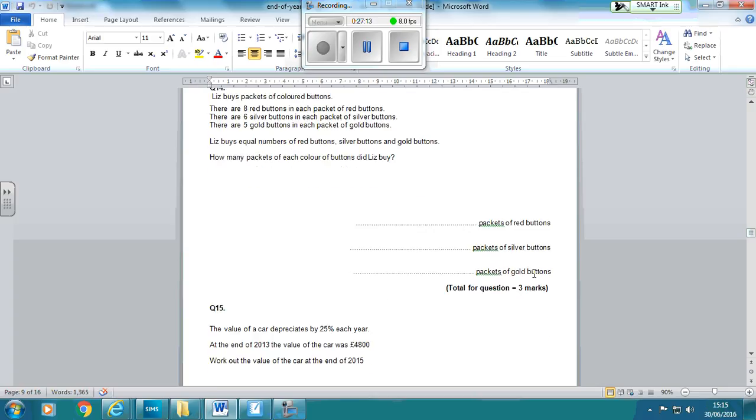Okay, so Liz buys packets of coloured buttons. There are 8 red buttons in each packet. So 8 red buttons in each packet of red buttons. There are 6 silver buttons and 5 gold buttons. Liz buys equal number of red, silver and gold buttons. How many of each colour does Liz buy?